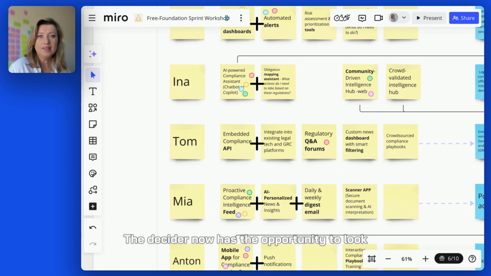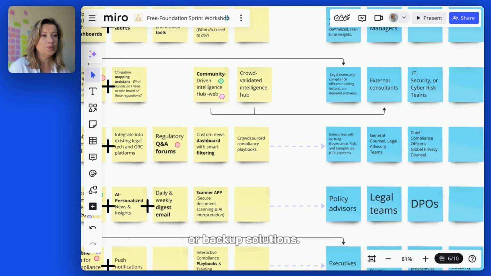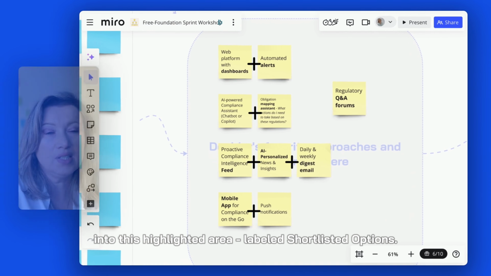The decider now has the opportunity to look at the leading ideas. They will pick three to five overall concepts, including any new customer segment if they find it's relevant to keep. And these become your official shortlist or backup solutions. What you will do is basically move them into this highlighted area labeled shortlisted options.